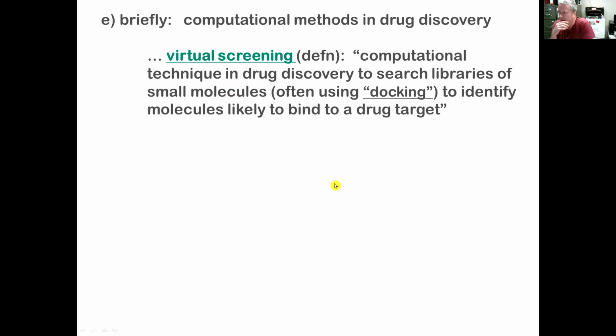Virtual screening. What is that? So virtual screening can mean various things. Mostly in drug discovery, it's a computational technique to search libraries of small molecules, often using docking. Docking is a technique of three-dimensional modeling of a molecule interacting with the protein to identify molecules that bind to a drug target.